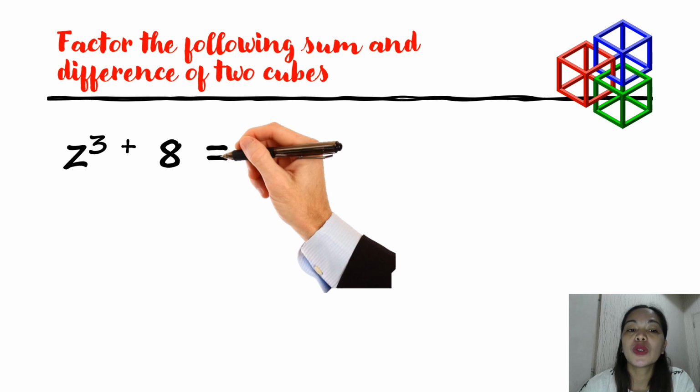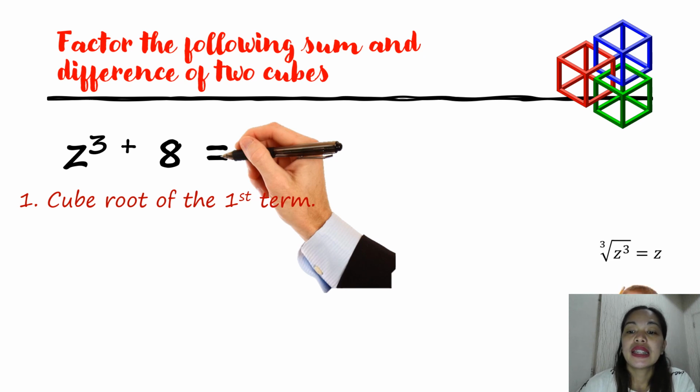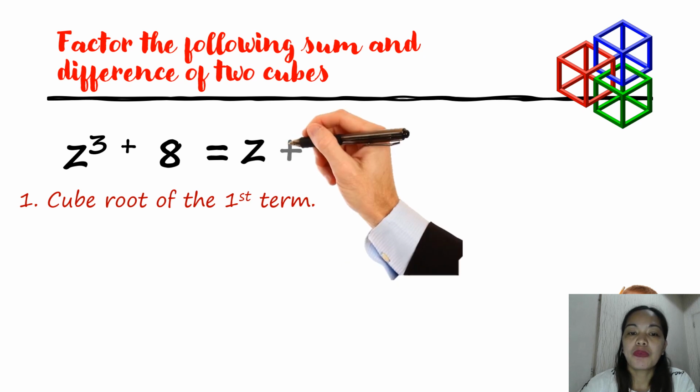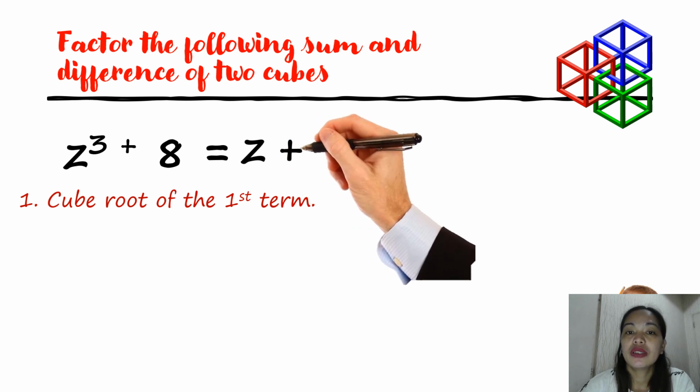So sa sum of two cubes, paano natin siya i-factor? First, get the cube root of the first term. Ano ba yung first term natin? That is z cube. And the cube root of z cube is z. So let us write z. Now, copy the operation kung ano yung nasa original given.